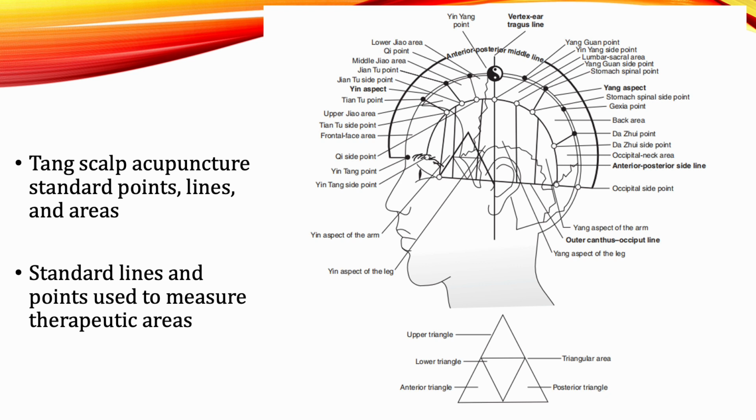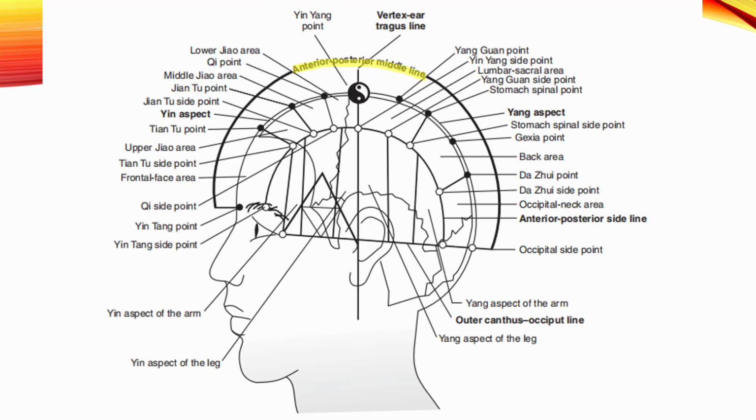Standard points, lines, and aspects. In the figures, the filled circles are therapeutic points, and the open circles represent landmarks to identify different areas. Diametral orbit. This is the distance from the inner canthus to the outer canthus of the eye. It is used for measurement.